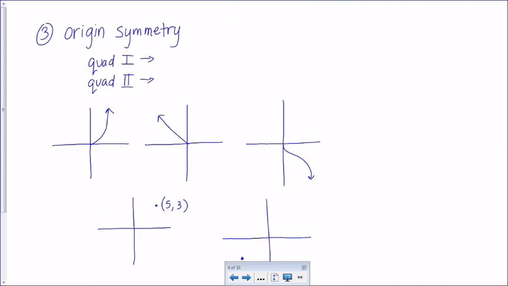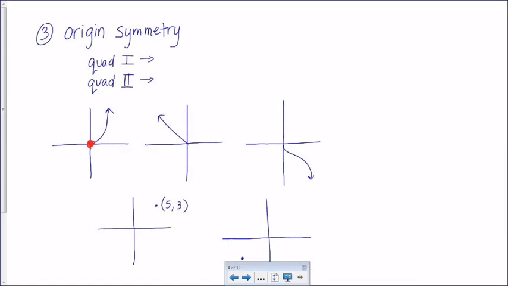Origin symmetry is a little bit trickier. In this case, rather than the mirror being the x-axis or the y-axis, it's actually the origin, which is kind of hard to explain, but essentially, here's the origin, again, here at 0, 0. The way I want you to think about it is, it needs to be reflected over the x-axis and the y-axis at the same time.